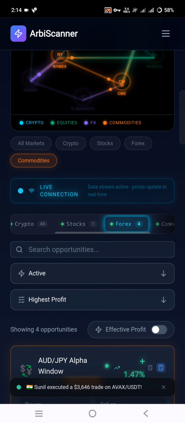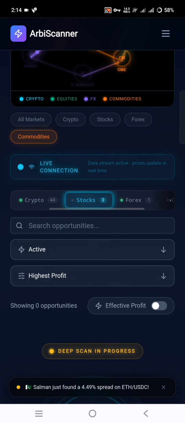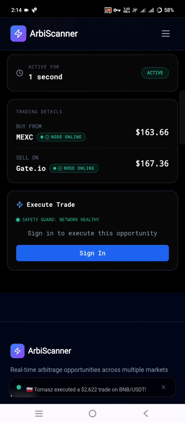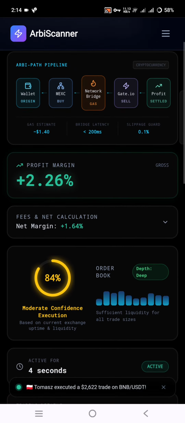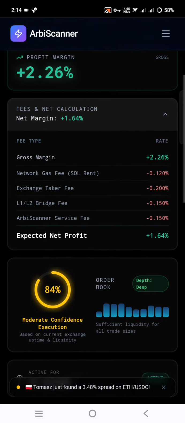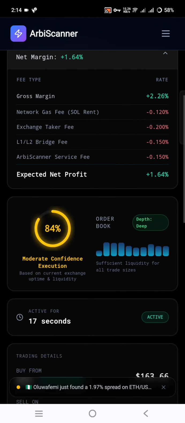So let's scroll back here. Yes, there's another congestion again here, I can see, but now that batch has disappeared. Let's go to the crypto, guys, and let's go straight to executing that trade. Now, as you can see, the profit margin is at 2.26%. That is the gross, but after that there are fees and net calculation. We are probably expecting to get a net profit of 1.64% after paying all the fees, because the gross profit was supposed to be 2.26%, but we have all these fees to be paid.